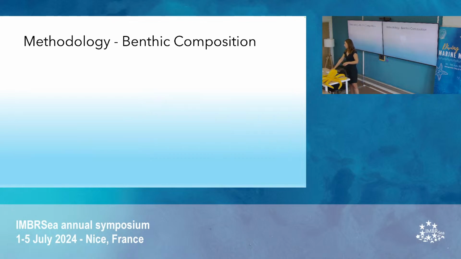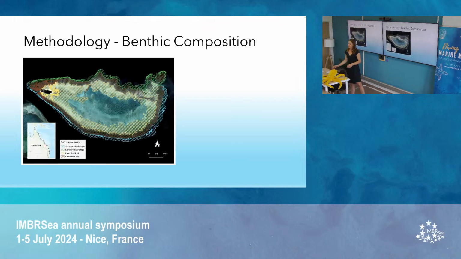So, having established this, I will walk through my methodology, which I split into two. First, related to my first aim, and secondly, related to my second aim. So, for benthic composition, this is my study site. This is Heron Island and the associated reef, which I have split up into geomorphic zones, so zones associated with certain geomorphic characteristics, such as depth, which being the most prominent one. Here you have the northern and southern slope, and the inner and outer reeflet.